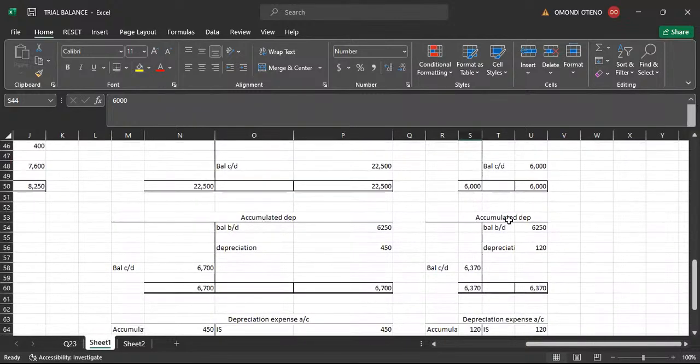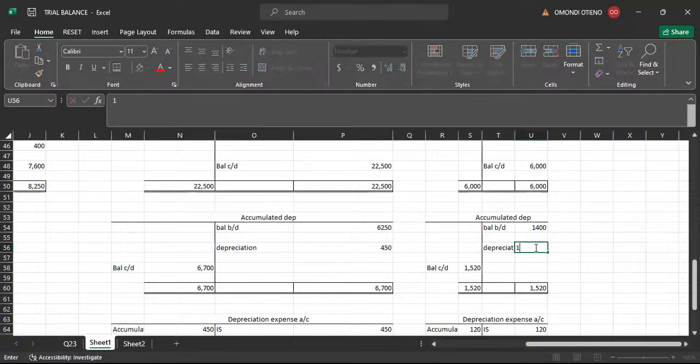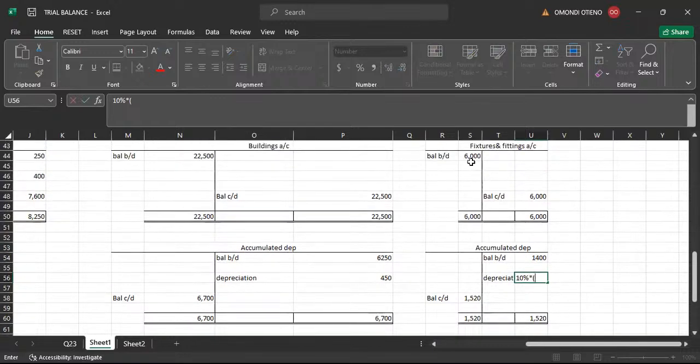And then when we come to accumulated depreciation, we've been able to see that we have 1,400. Depreciation expense for the year, we are told that it is 10% on the net book value, not cost. It is 10% on the net book value as at that date. So it will be 10% times net book value.